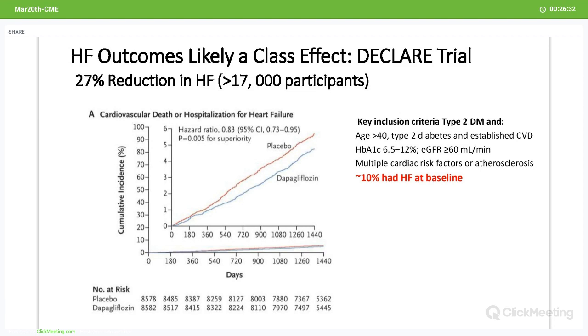And like the CANVAS trial, dapagliflozin didn't seem to reduce other macrovascular complications or didn't reduce the rate of stroke and myocardial infarction or cardiovascular mortality overall. But again, the heart failure signal is the same, which tells most people, or convinces most people, this is probably a class effect of these drugs.